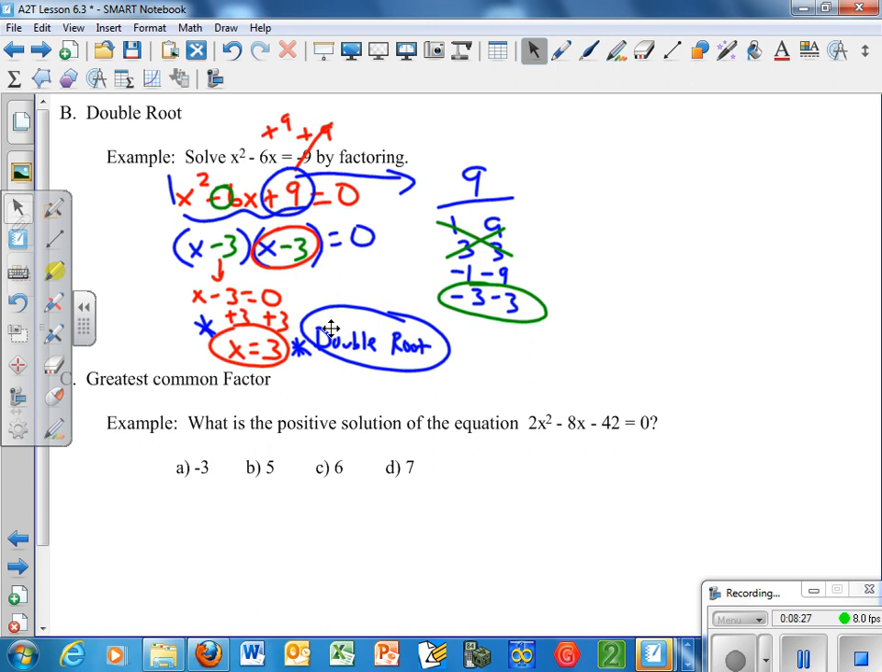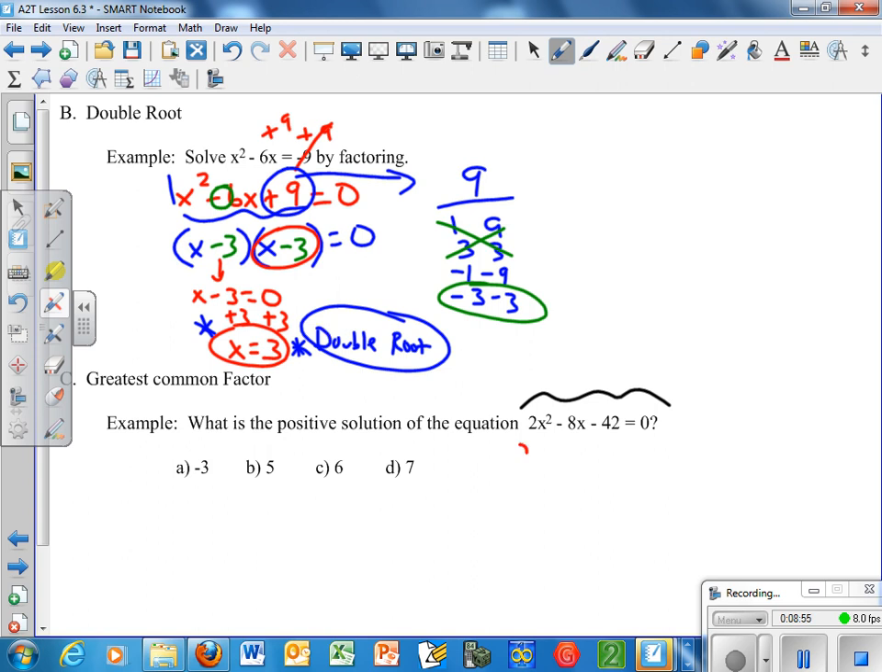Okay? All right. Greatest common factor. What is the positive solution of the equation 2x squared minus 8x minus 42 is equal to 0? If you take a look at this, it's already set equal to 0. Okay? So, if you notice, I want to factor this side.